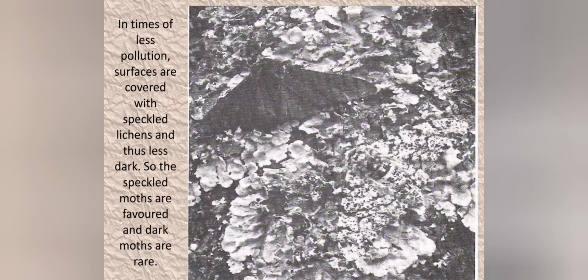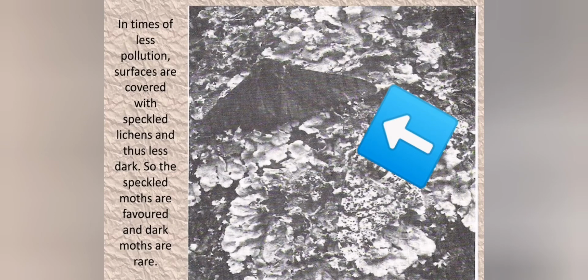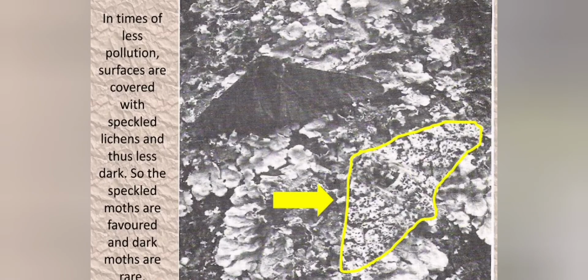Now, as you can see on the lighter speckled surfaces, the dark moth now stands out clearly. If birds or other predators fly past, they will see the dark moth easier because it's not as well camouflaged, and the dark moth will start disappearing because they're all eaten. Can you see on the slide the light speckled moth? There it is, indeed well camouflaged.